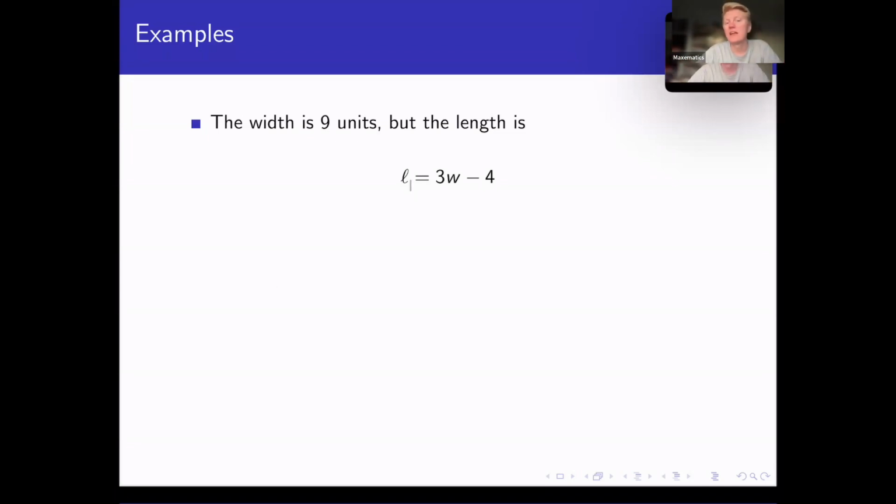Well, length is 3 width minus 4. Width is 9. So 3 times 9 is 27. 27 minus 4 is 23. So the dimensions of our rectangle are 23 by 9. If we wanted to double check for ourselves, perimeter is 2 length plus 2 width. 2 times width is 18. 2 times length is 46. 18 plus 46 is 64.